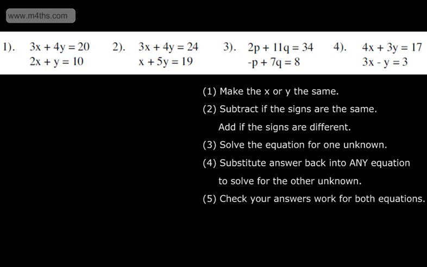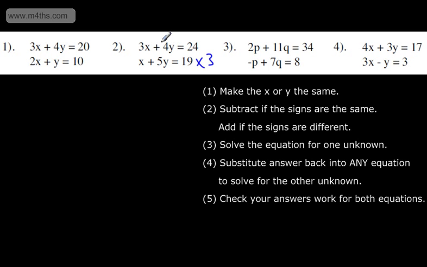Let's do question number 2. We've got 3x plus 4y is equal to 24 and x plus 5y is equal to 19. This time we can see that the x's aren't the same and the y's are not the same. The easiest thing for me to do is multiply equation number 2 by 3. That will give me 3x and then we can look to eliminate. So all I'm going to do is multiply the second equation by 3.